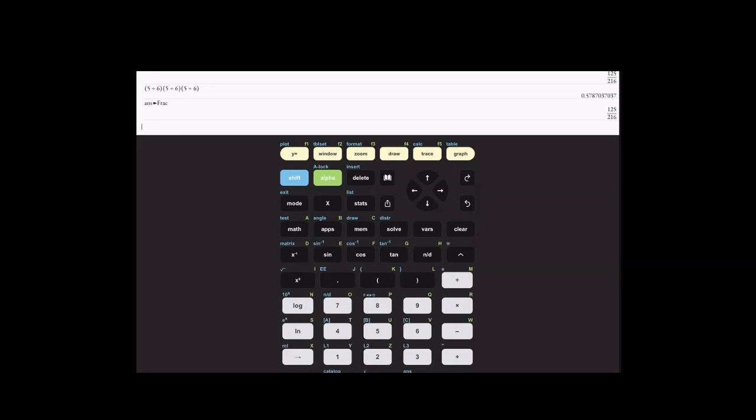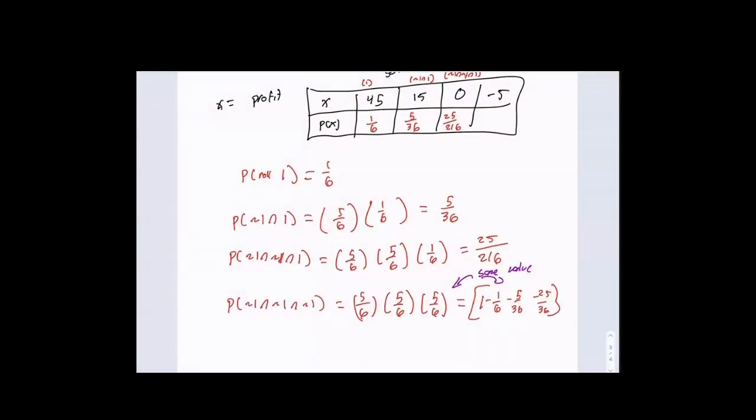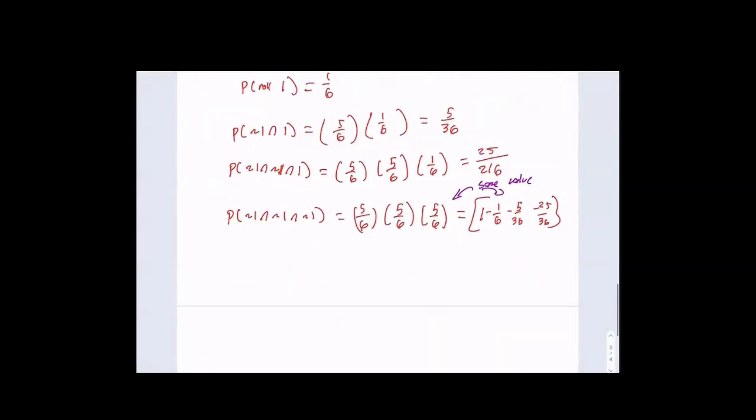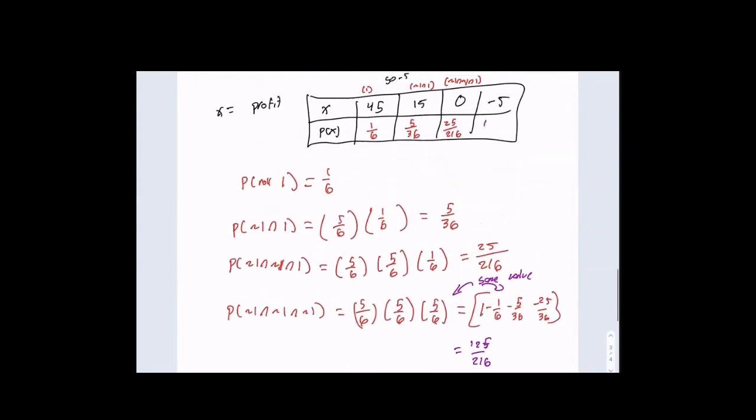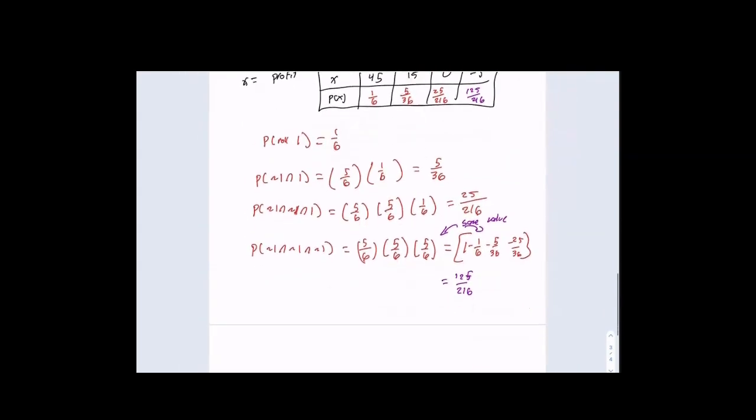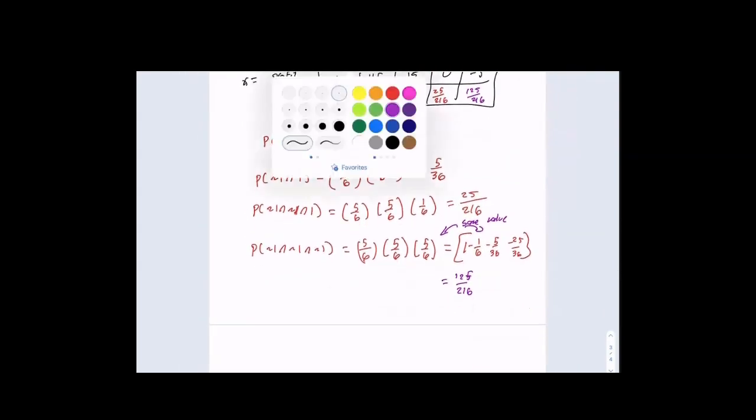All right, the easiest way I always think of it is how you think about the probability of that last outcome occurring. That last outcome occurs only if I lost 3 times in a row. I lost the first 3 times, the game is over. So 125 over 216. And there's my probability model.